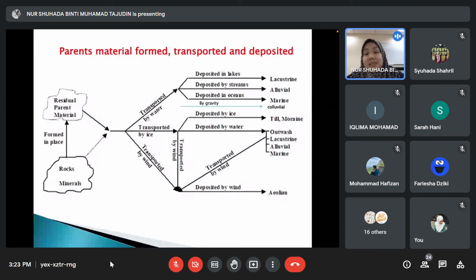If it's deposited in the ocean, we call it marine. If it's transported by gravity, meaning the movement of the soil from the top of the hill to the toe of the hill, it is called colluvial. Okay, sekejap.